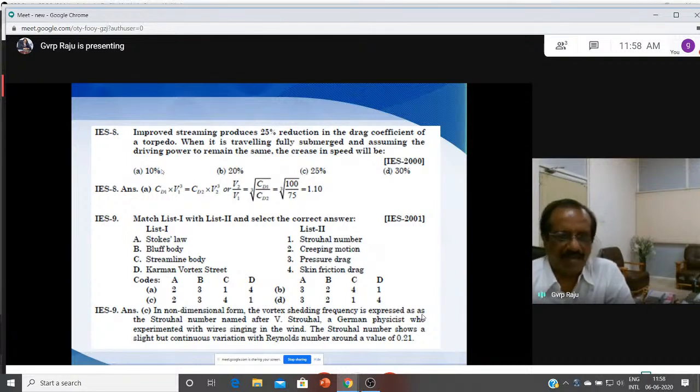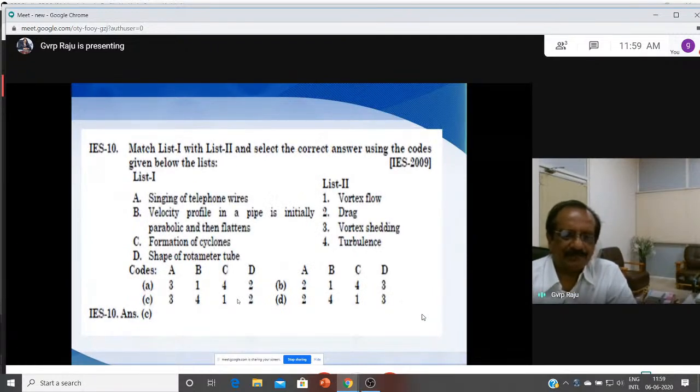Answer is A. So match list 1 and list 2 and select the correct answer. So the answer is C here. So Stokes law is 2, and similarly the streamlined body, see the streamlined body, this is skin friction drag. So the matching is C, answer 2, 3, 4, 1. Again match list here. So the answer is C. Formation of cyclones, so C. Vortex flow. Simple matching here.